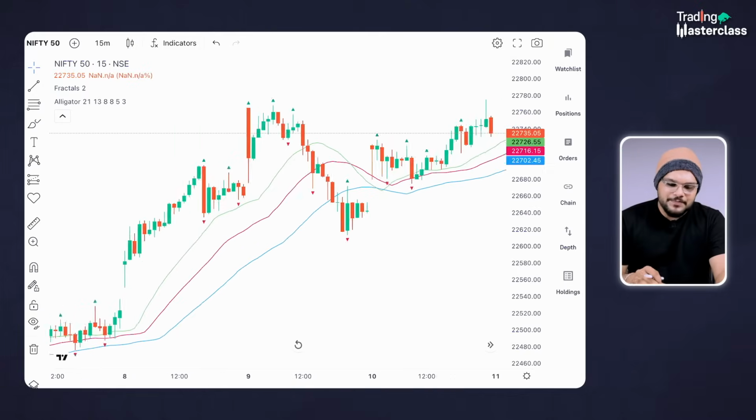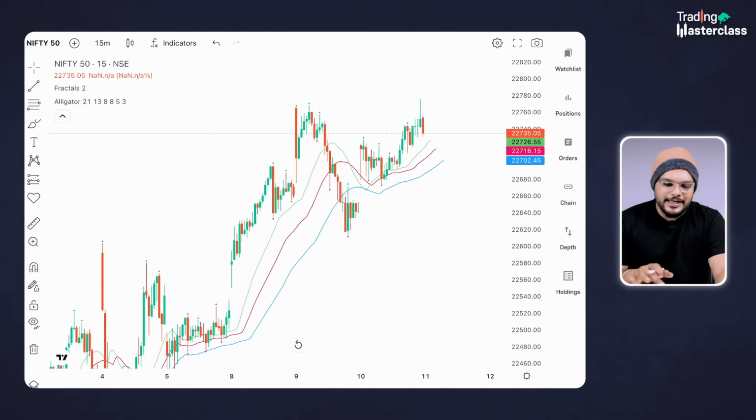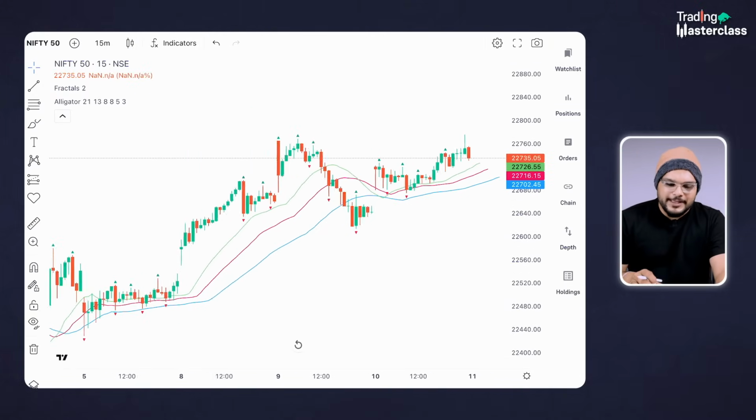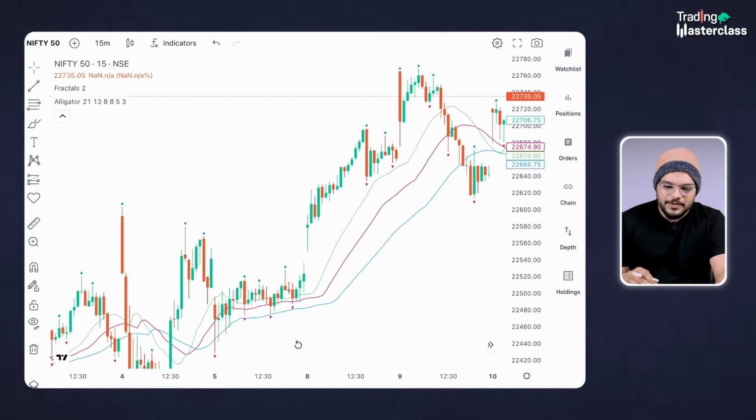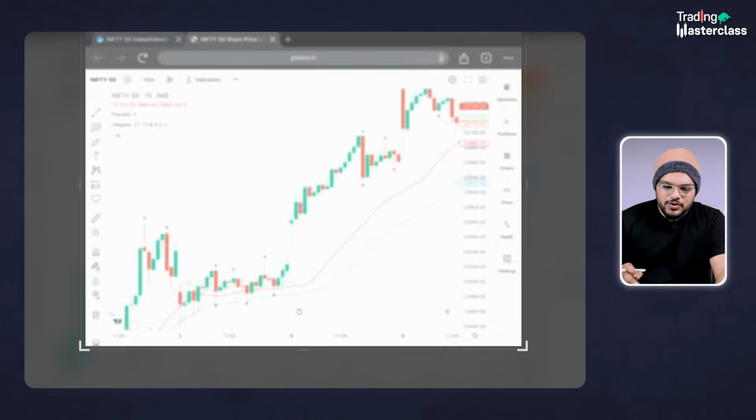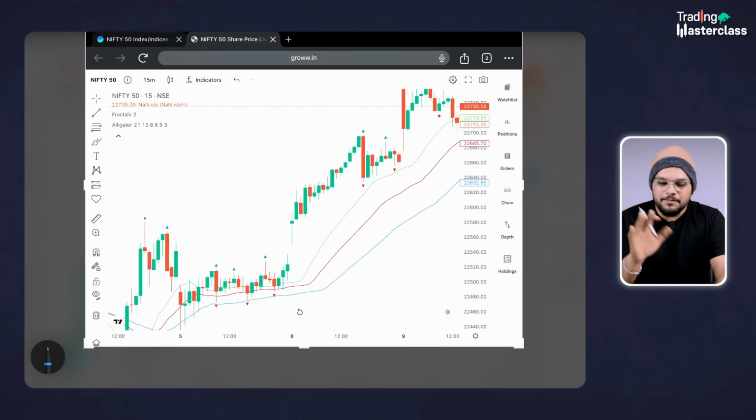And now for simplicity purposes, I am going to add the alligator indicator here. To explain it in a simple sense, we are going to take the help of fractals for getting into the trade, but the alligator is what helps us to define the direction for the day. For example, let's take an example of this day. This is very important, so here I need your complete attention now.